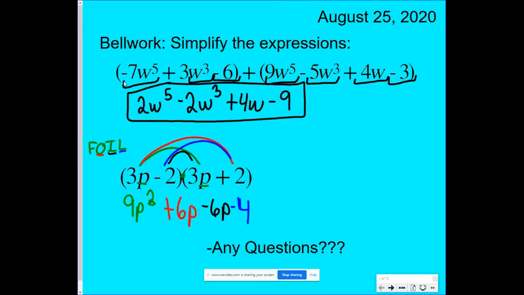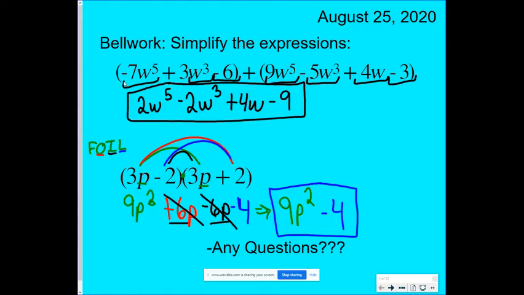Now I'm going to go through and just combine like terms if I can. 9p squared doesn't have anything to combine with it, so I'm going to draw an arrow. 9p squared. 6p and negative 6p, those can combine together, but 6 minus 6 makes 0, so those are just going to go away. Because when we combine them together, they make 0, they just go away. And the minus 4 we can tack on at the end. And that is our simplified expression, 9p squared minus 4.